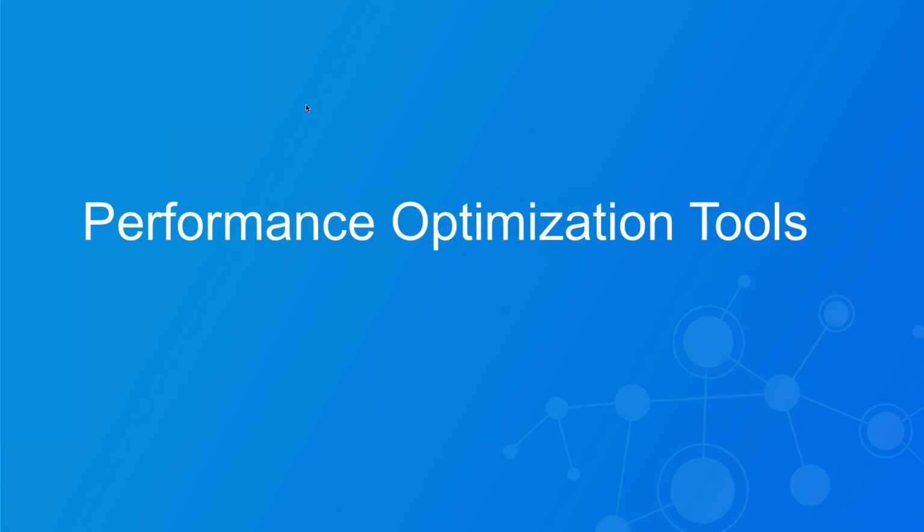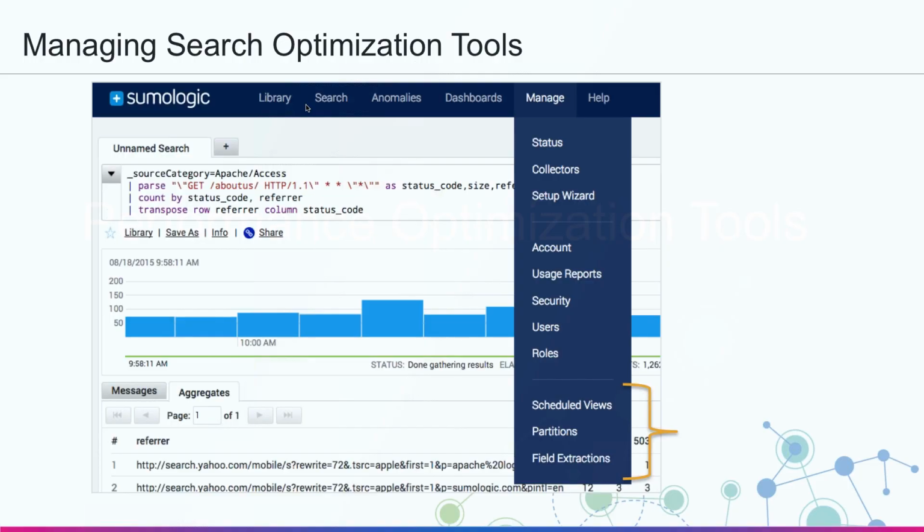All right, so I'm going to go ahead and jump into performance optimization tools. So what are these tools? Well, they're the bottom three options on the screen that you see here. For those of you who are administrators, this will be available to you. A lot of what we'll be talking about in the next few slides will be mainly for those with administrative roles. For those of you who are regular users or analysts of the service, this may not be as pertinent to you.